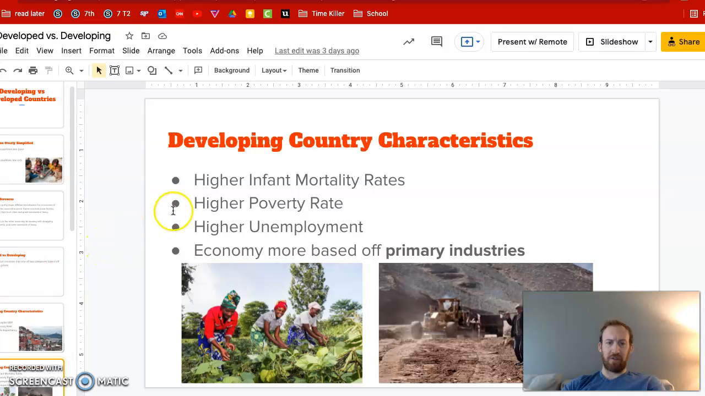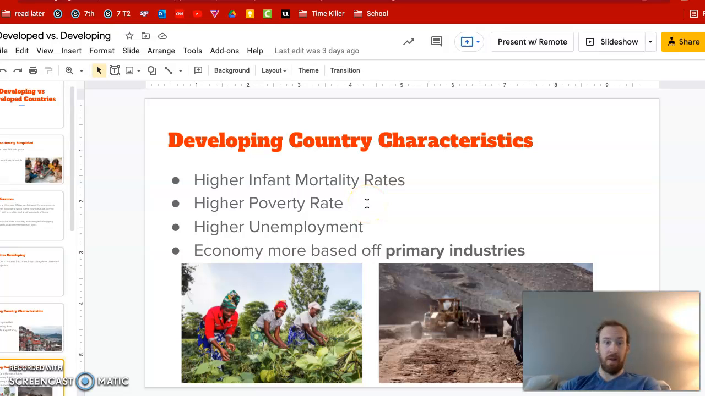Some other characteristics of developing countries, they're going to have higher infant mortality rates. You looked at that a little bit last week. So remember, that is the number of babies that die before their first birthday out of every 1,000. So if you have an infant mortality rate of 12, that means for every 1,000 babies born, 12 of them will die before their first birthday. So it's a pretty sad statistic to look at, but it can tell us a lot about the level of development for a country.